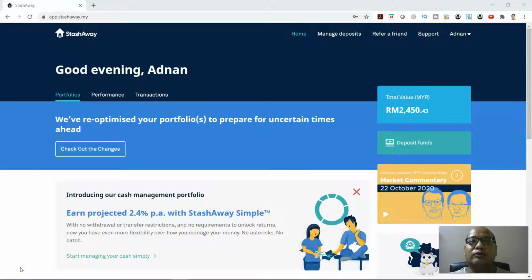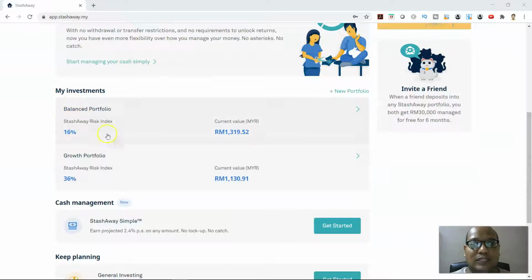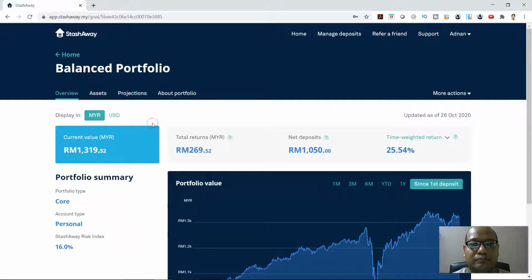In today's episode, we're going to do a quick comparison between StashAway and Wahid. Over here, as we can see, I'm logged in to my StashAway account. Amongst the accounts which I have within StashAway, I have a balanced portfolio and also a growth portfolio.